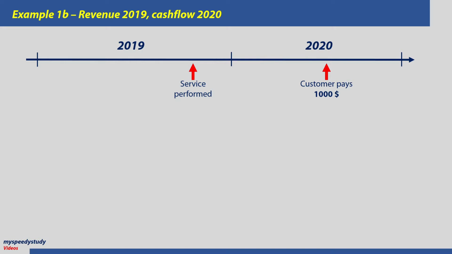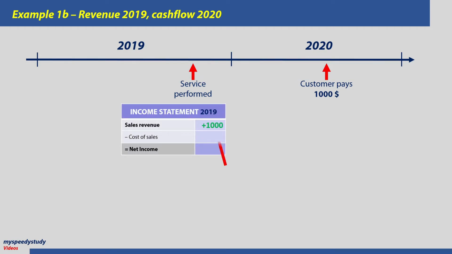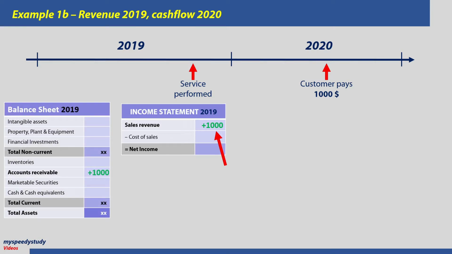The service was performed in 2019. This is when the revenue will appear in the income statement. This adds to the 2019 profit and increases equity. Since the customer hasn't paid yet, the unpaid invoice appears in the receivables, in the balance sheet. Both sides, the left side and right side of the balance sheet, increase by the same amount. In the example before, the increase in the assets was in the cash account. Now it is in the receivables account. Both times it was a revenue because the service was performed.